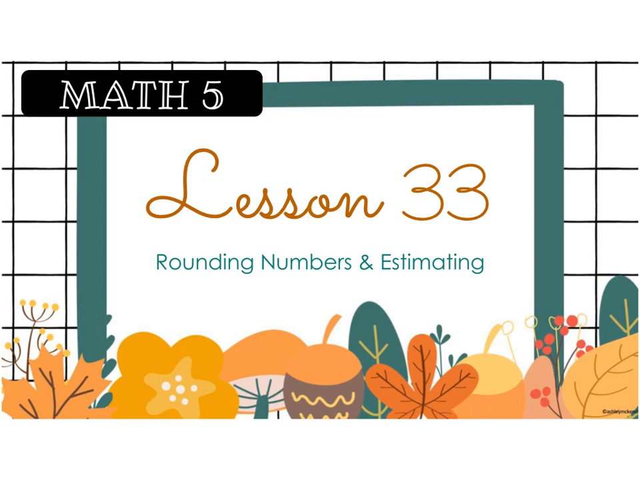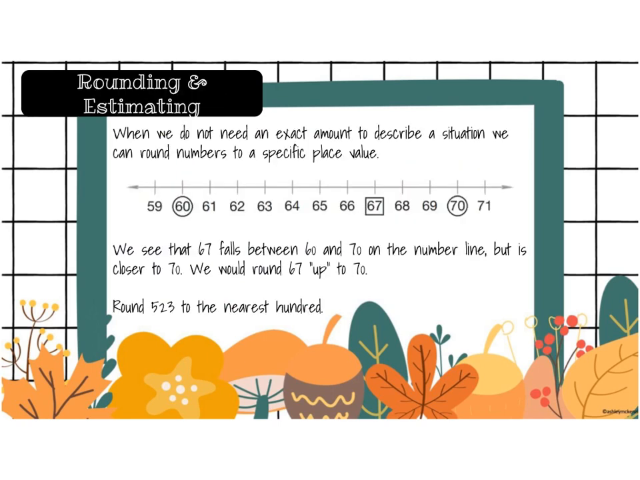Our lesson today is going to be about rounding numbers and estimating. When we don't need an exact amount to describe a situation, we can just round it or estimate it to a place. Now, when we round, we are rounding to a specific place. Round to the nearest ones, round to the nearest tens, okay? If I'm estimating, it's just kind of a generic estimation. You kind of pick a number that's easy for you to work with.